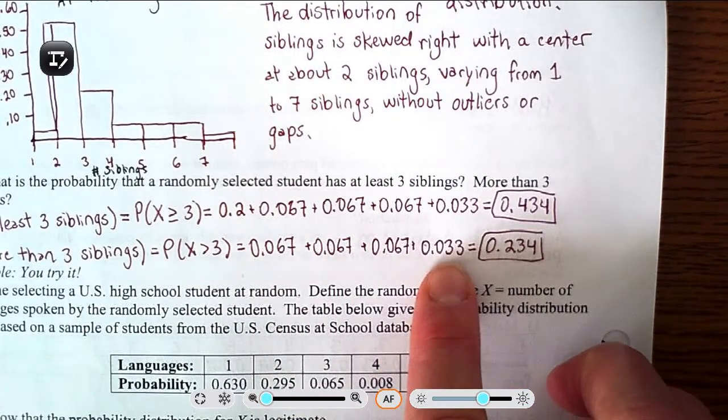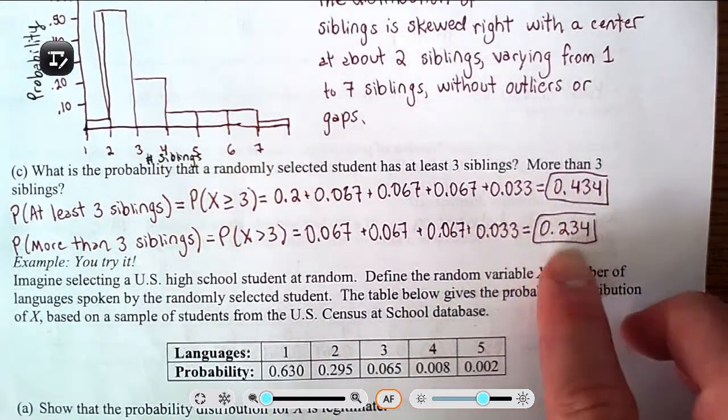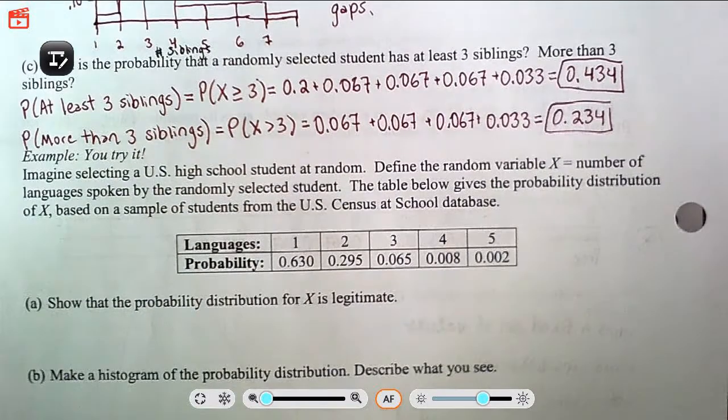Okay. All right, so then we get 0.434 and 0.234. Okay, let's skip the next one here.